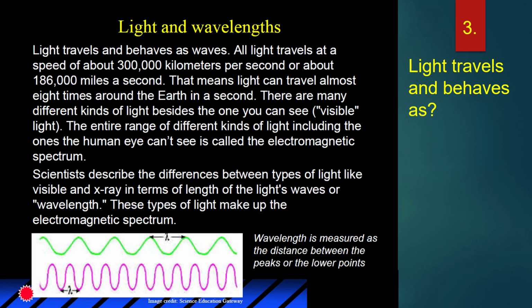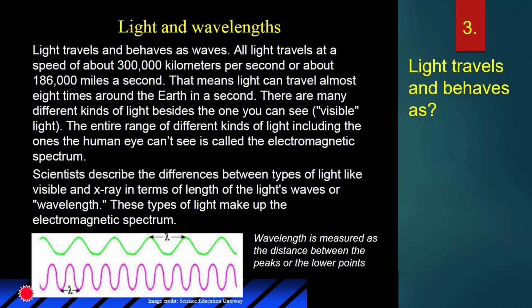Light and wavelengths. Light travels and behaves as waves. All light travels at a speed of about 300,000 kilometers per second, or about 186,000 miles a second. That means light can travel almost 8 times around the Earth in 1 second. There are many different kinds of light besides the one you can see, visible light.